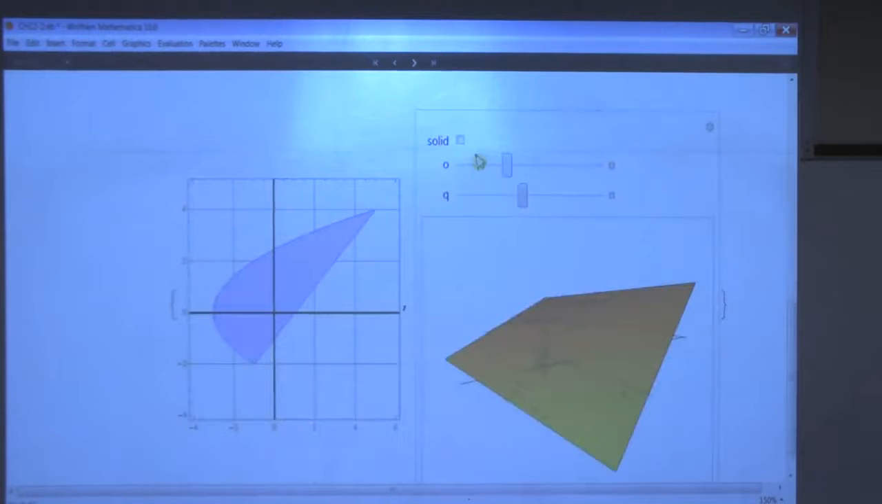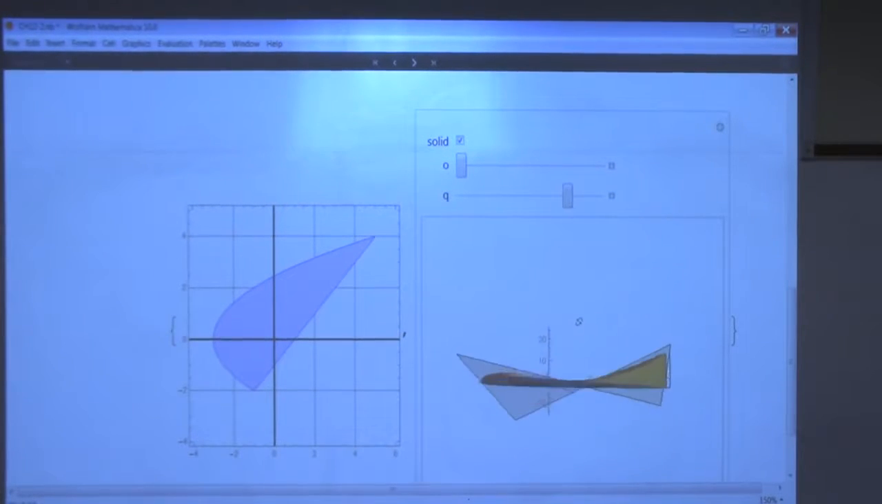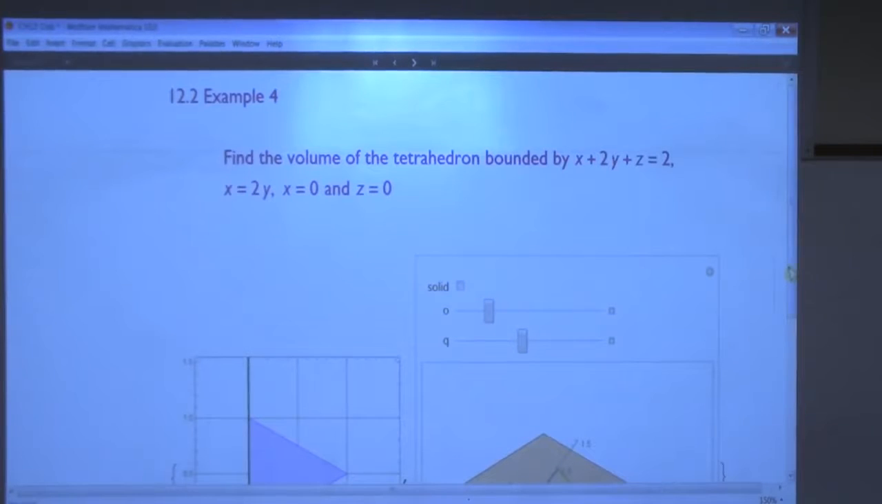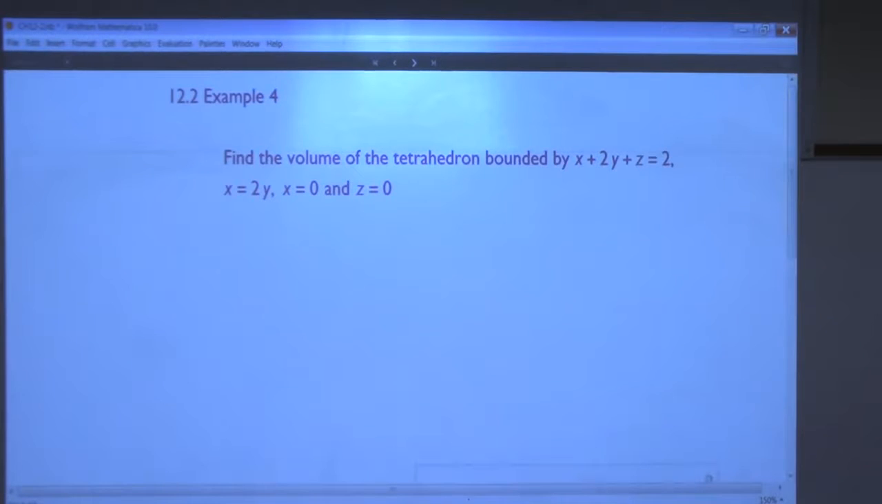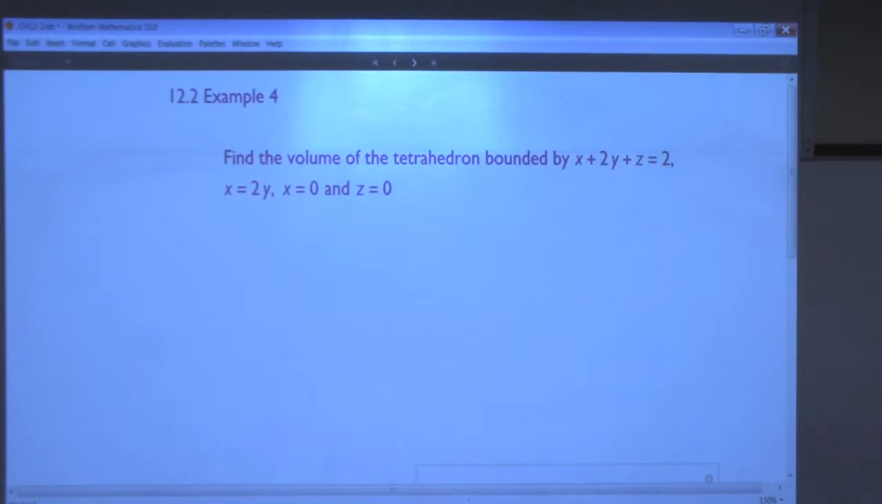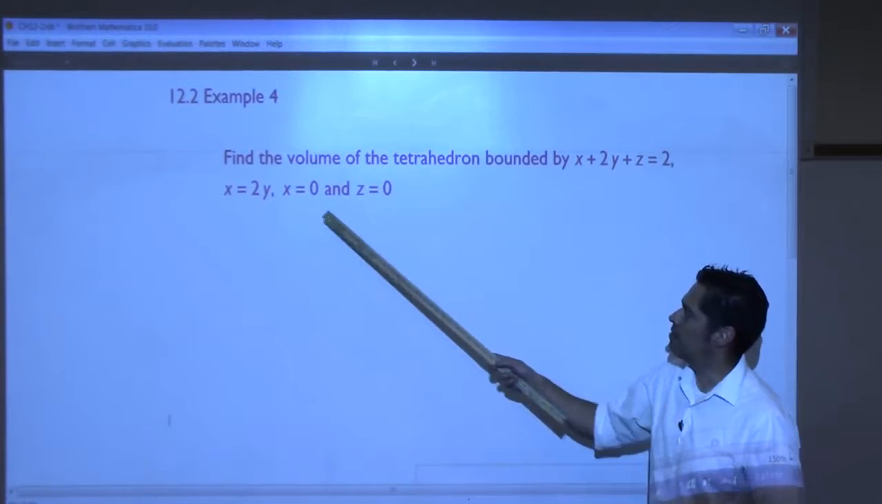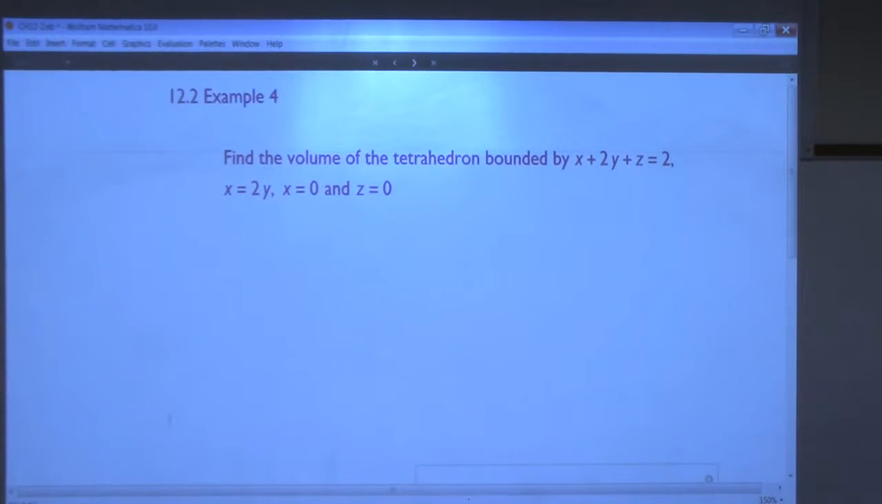There was the region. I'll do this one quickly. It's kind of an interesting solid. There it is. Find the volume of the tetrahedron bounded by this, this, this, and this. And so what's a tetrahedron?